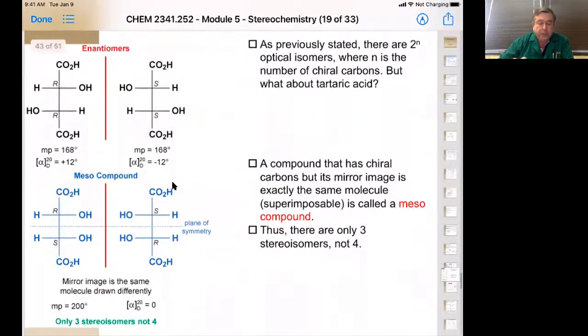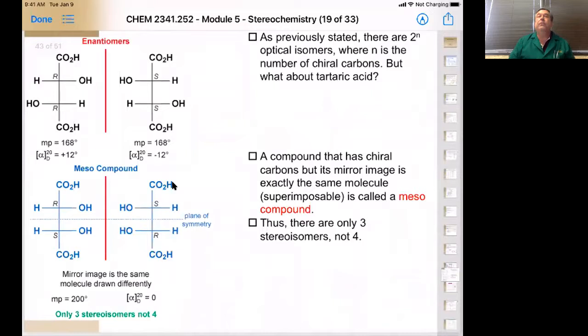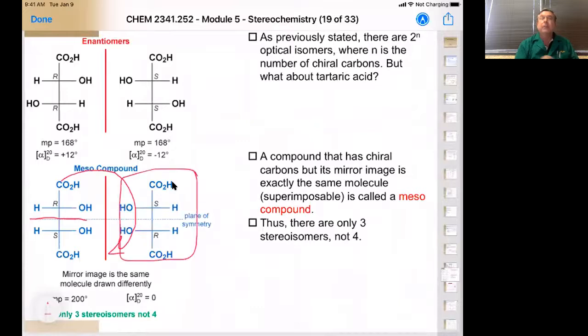Okay, so what if you find a mirror plane in one of your diastereomers? When you find that, we call that a meso compound. So if you can draw that mirror plane here, that means you can actually take this, rotate it 180 degrees, and it'll overlay the other compound exactly. That's what that mirror plane is accomplishing. It's saying that those 2 compounds are superimposable. If they are superimposable, they are not chiral, and they are a meso compound.